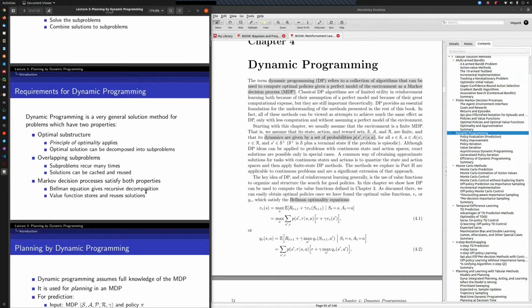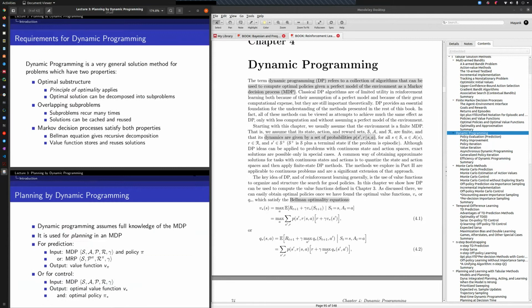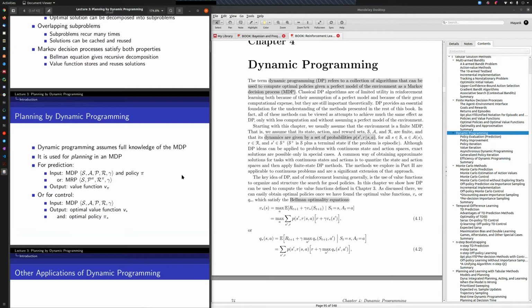Then we had MDPs, and how MDPs satisfy both properties: the Bellman equation and the value function store and reuse the solutions. So that's one of the properties of why we use MDPs. Then we go on to his viewpoint of planning by dynamic programming, of how it's done here.